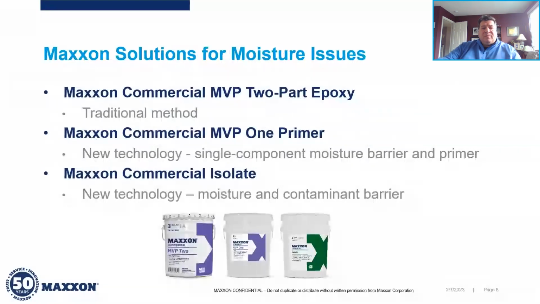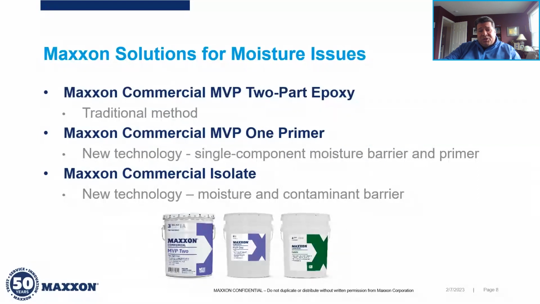And then we have some newer formulations, including a product called MVP1, which is a primer type mitigation solution. Unlike a two-part epoxy, it is a single component material. It happens to be a lot less labor intensive and more cost efficient. It just works on a different chemistry than a two-part epoxy.